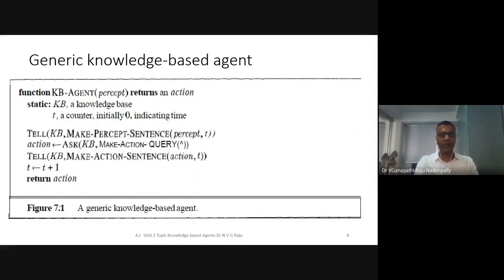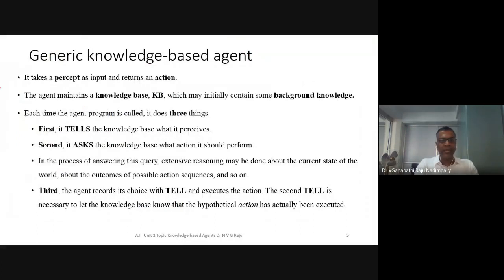Now we need to discuss an algorithm, the generic knowledge-based agent. If you want to know about this algorithm, you should know some terminologies: what is input, what is output, what is tell, what is action. Let me define them slowly. The algorithm takes perception as input. The rational agent also takes the same perception as input. It will do actions. Will you agree?